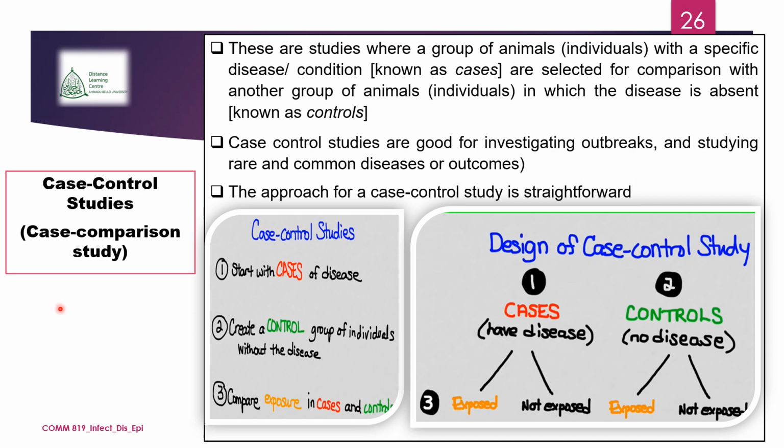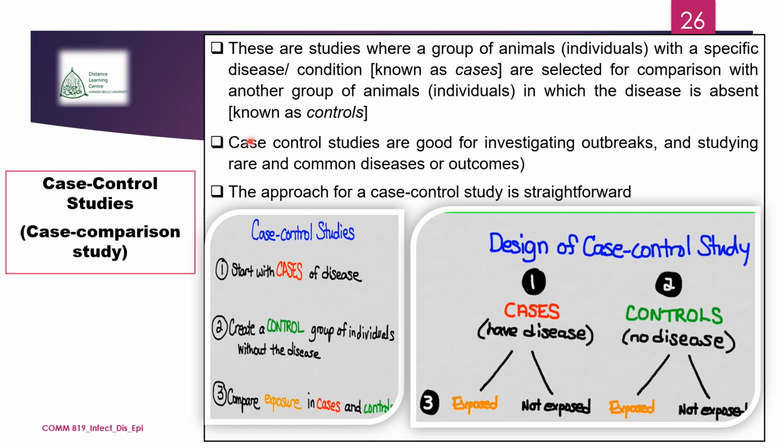Alright. Next observational study is case control study. For case control studies, or some people call it case comparison study, these are studies where a group of individuals with a specific disease condition, known as cases, are selected for comparison with another group of individuals in which the disease is absent, which is our control.